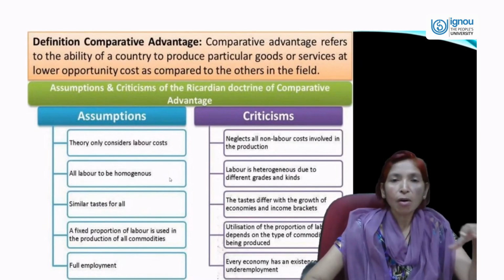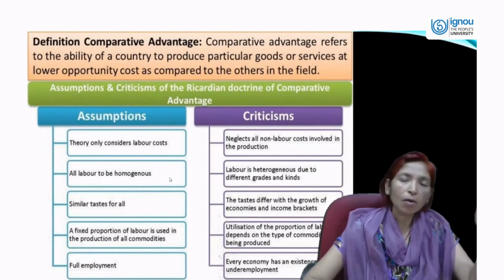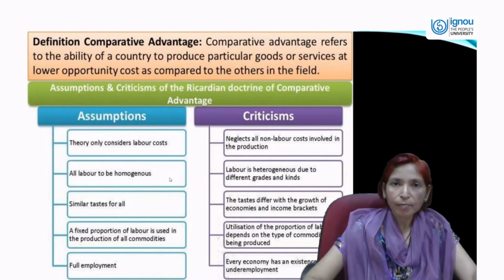Next, this theory assumes that all labor is homogeneous. It means all the labor engaged in the production of goods and services is homogeneous. How can labor be homogeneous or equal? Next is similar taste for all. This is also not possible, but this is assumed by David Ricardo in explaining this comparative cost advantage theory.